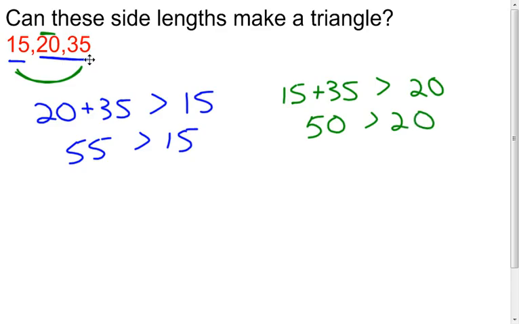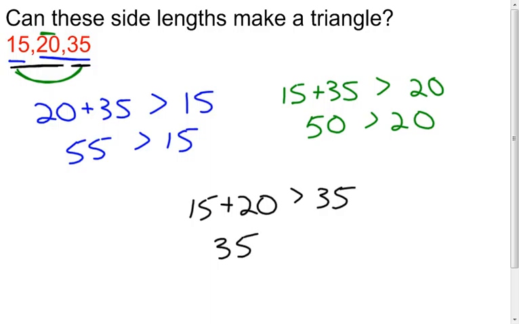But I should check the last one, which would say, let's take a look at these two as the two sides, and then here's our third side. So if I take 15 plus 20, triangle inequality theorem says that has to be greater than 35 to make a triangle. Well, add these together, it's 35. Is 35 greater than 35? The answer is no. Is this a triangle? Well, this example says yes, this example says yes, and this example says no. Therefore, the answer to our question is no.